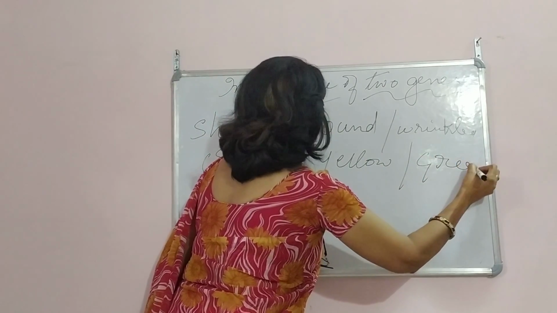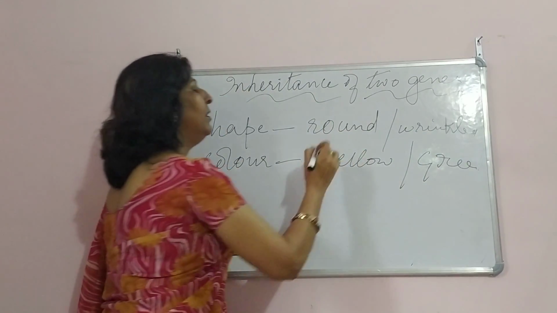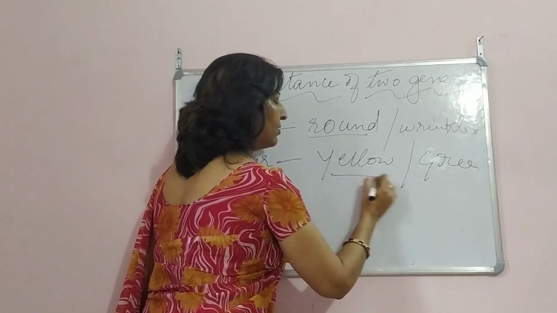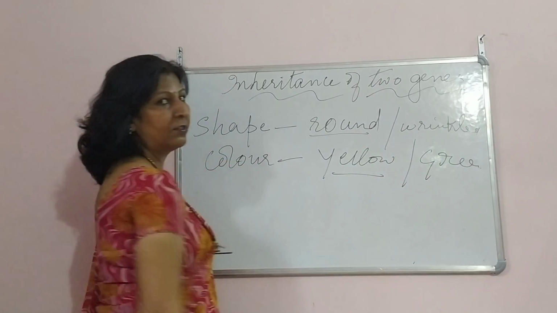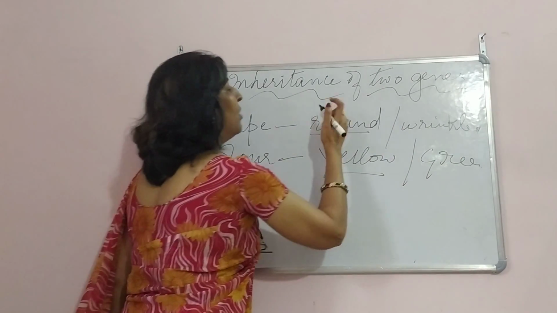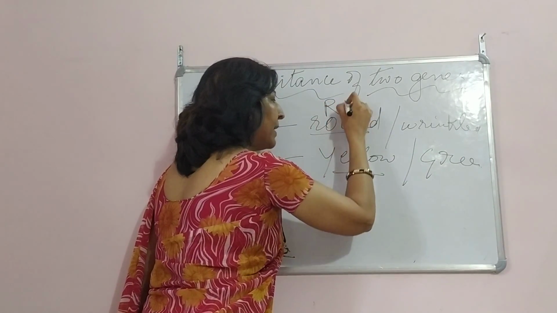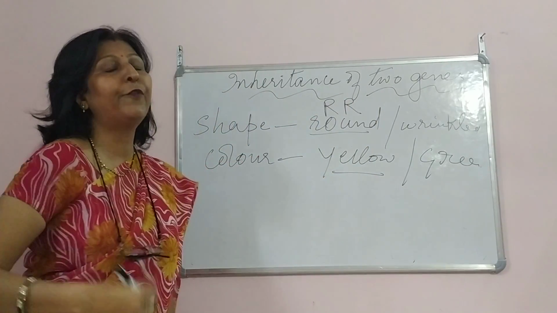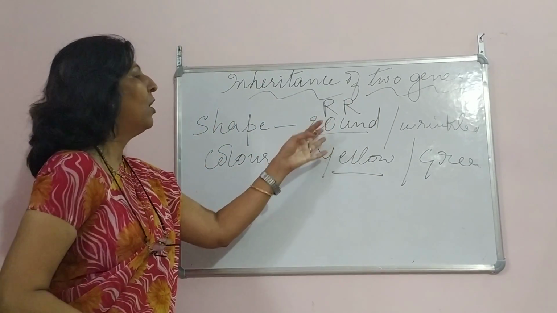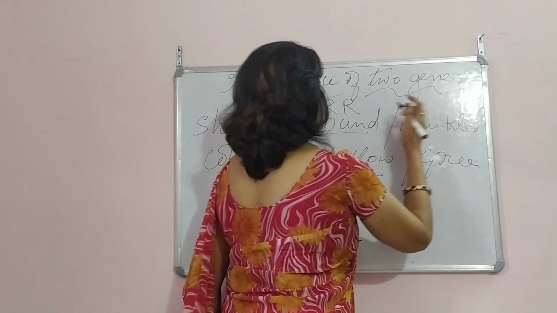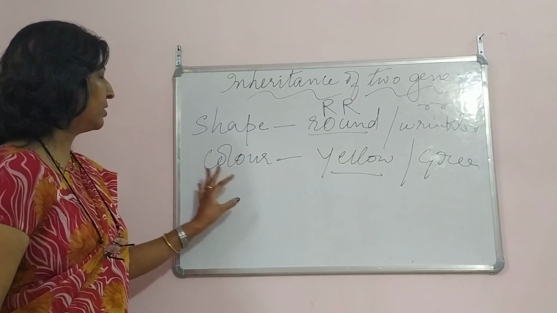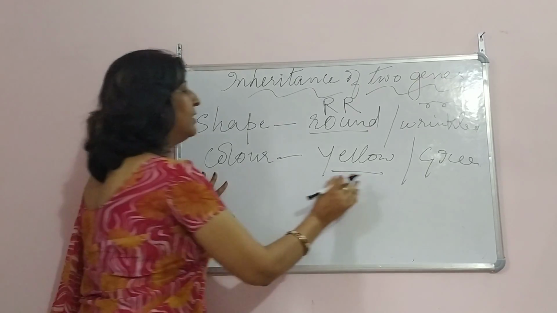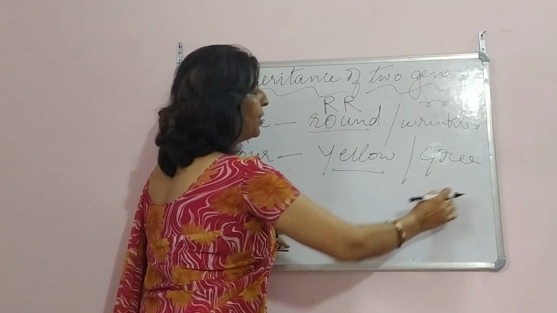Okay. So do remember that this is dominant. In round and wrinkled, round is dominant, wrinkled is recessive. Okay. And this round will be denoted by capital R and capital R. And for convenience of study, children, what we do is this small r, we denote the wrinkled condition. Got it?